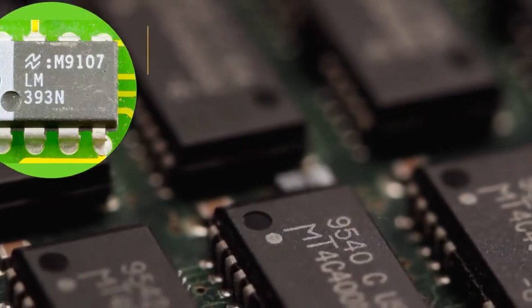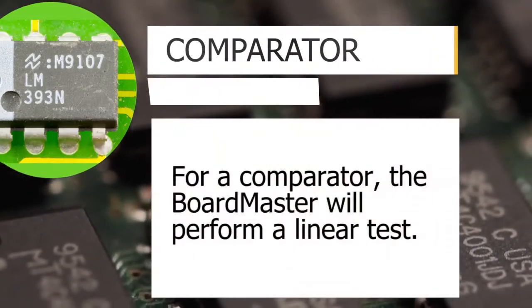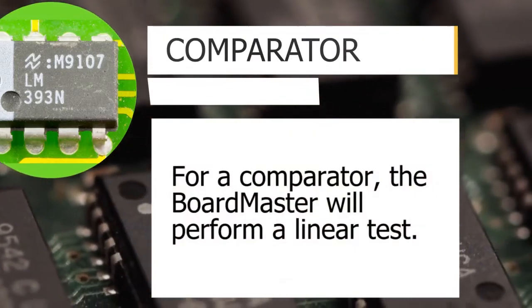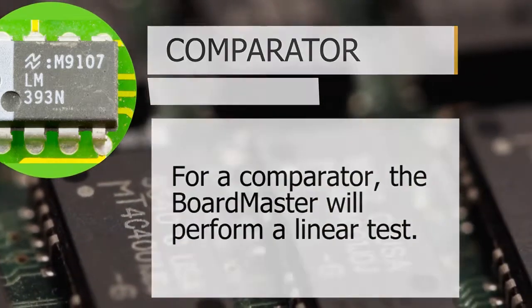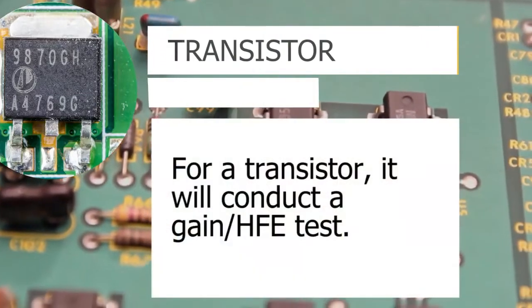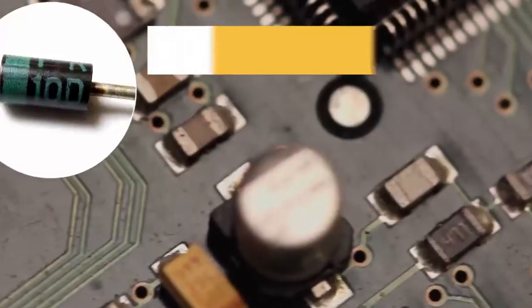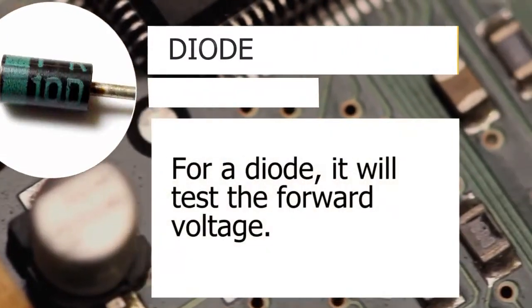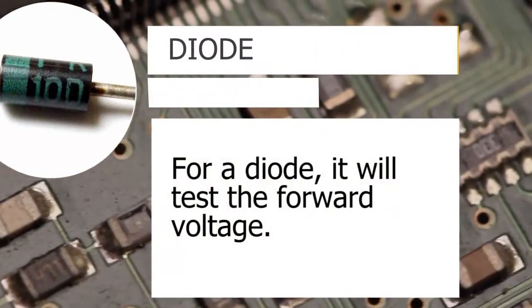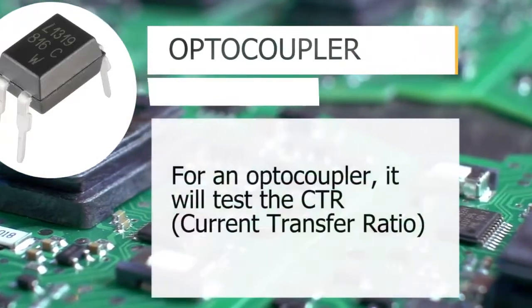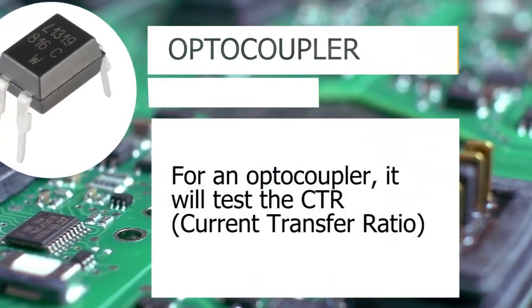If it's a comparator or an OpAmp, comparator will test just linear, OpAmp it will test linear and saturation. If it's a transistor, it will do a gain test or a HFE. If it's a diode, it'll do a forward or reverse voltage. And if it's an optocoupler, it'll do an RTC.